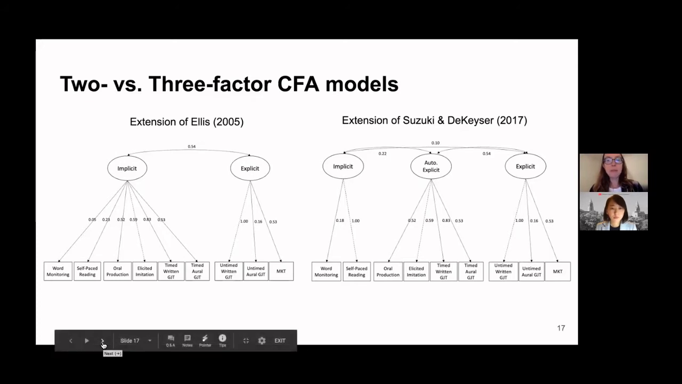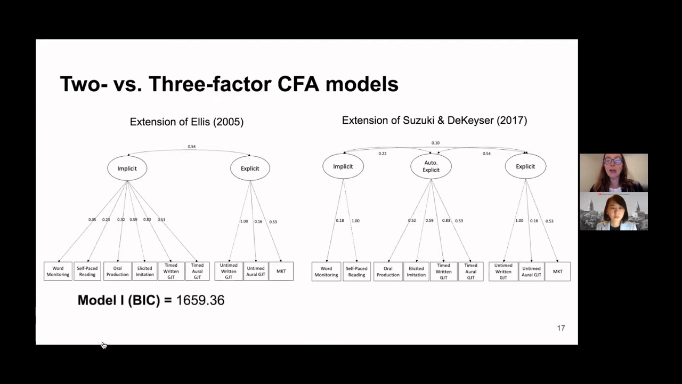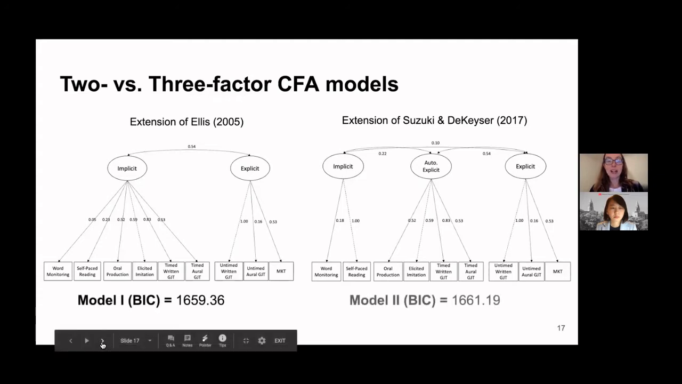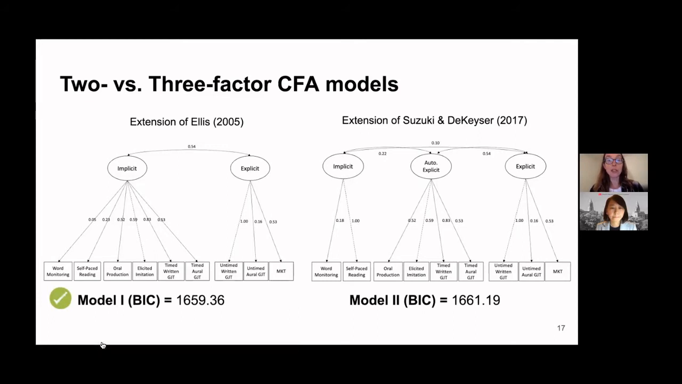And so when we compare these 2 models, what we find is in fact a slight advantage for the more parsimonious 2-factor model. The BIC value here is lower, which indicates a better fit of the two-factor model, even though we should note that the difference between the two models is fairly small.